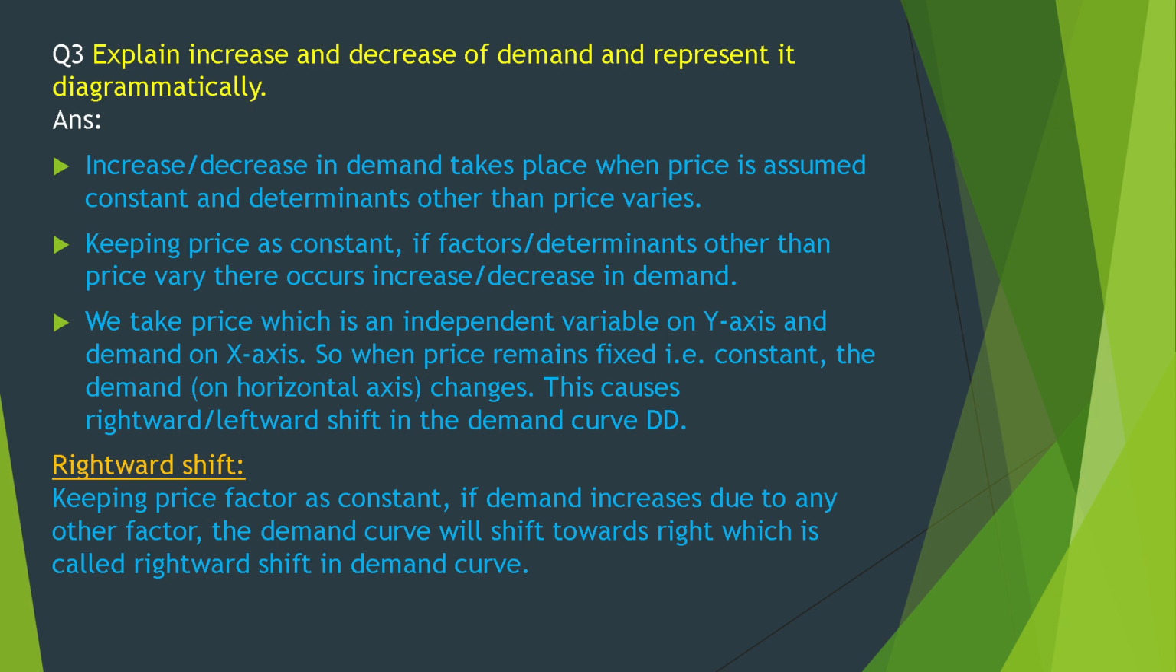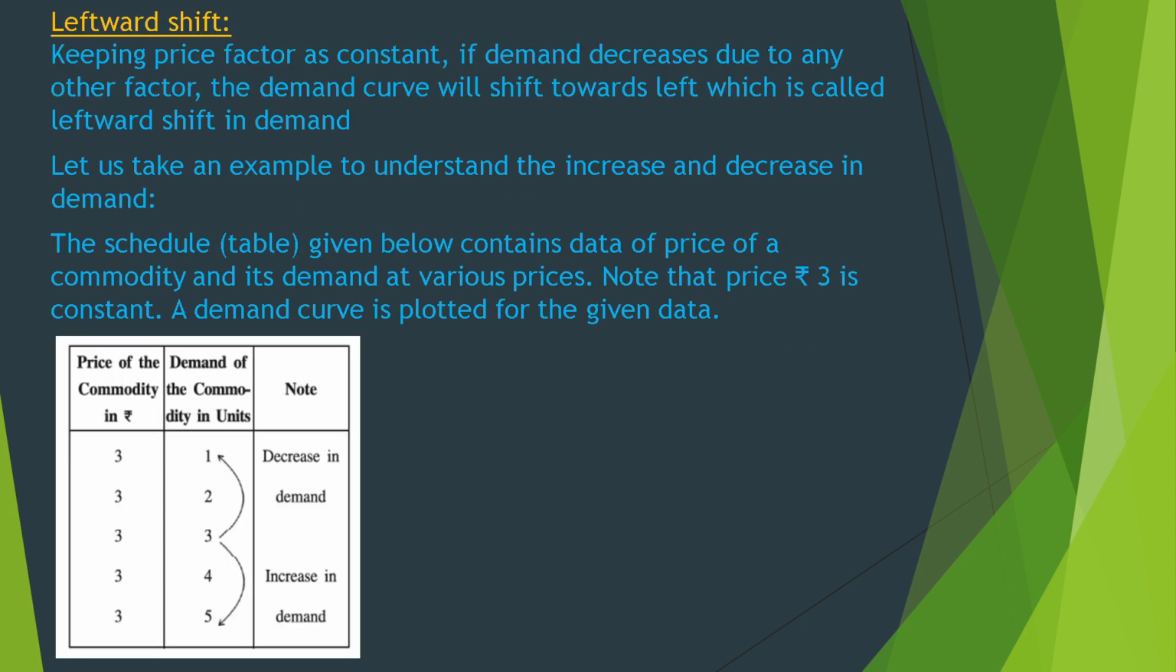Rightward shift, keeping price factor constant: if demand increases due to any other factor, the demand curve will shift towards the right, which is called a rightward shift in the demand curve. Leftward shift, keeping price factor constant: if demand decreases due to any other factor, the demand curve will shift towards the left, which is called a leftward shift in demand. Let us take an example to understand the increase and decrease in demand.